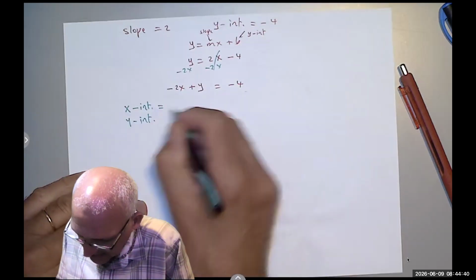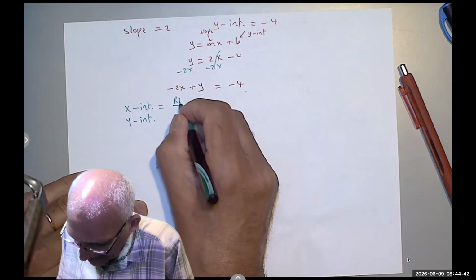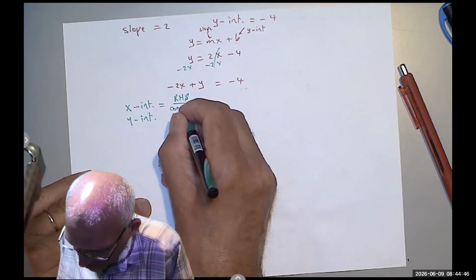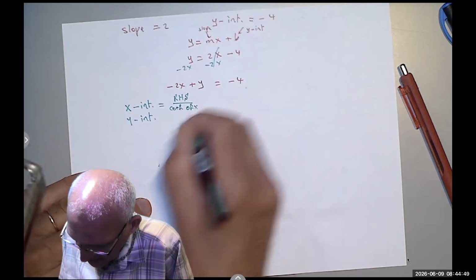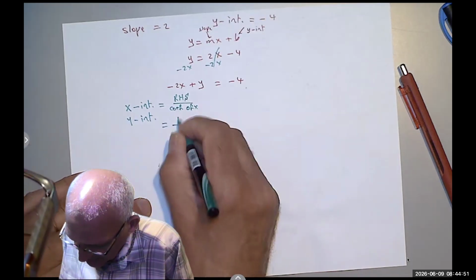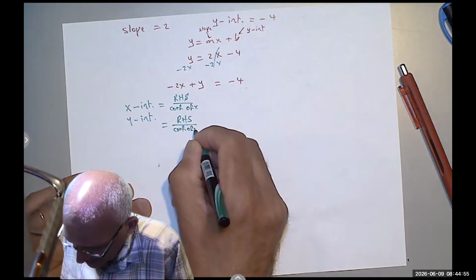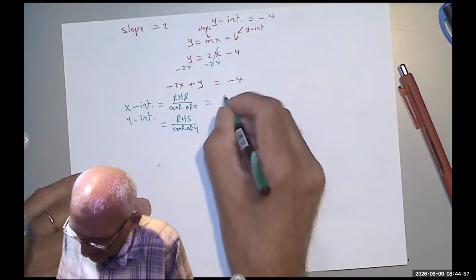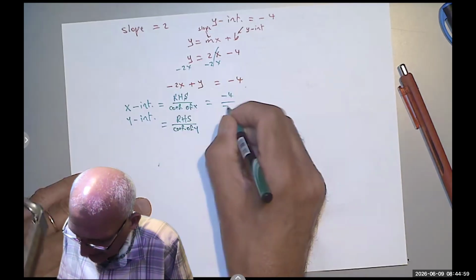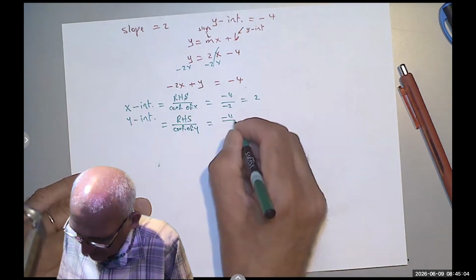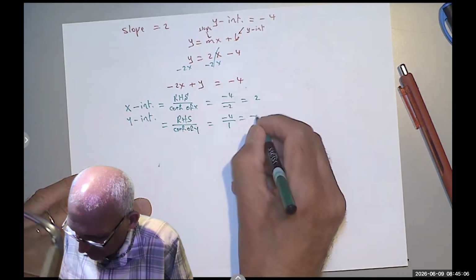The x-intercept is the right-hand side divided by the coefficient of x. And the y-intercept is the right-hand side divided by the coefficient of y. -4 divided by -2 is 2. And -4 divided by 1 is -4.